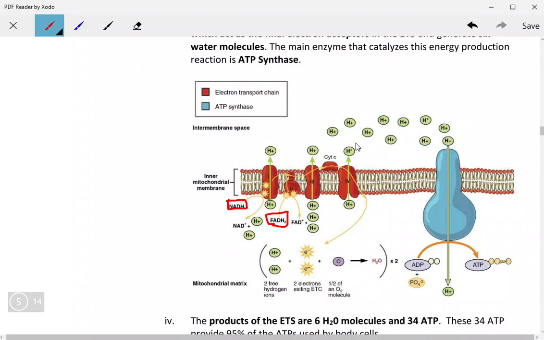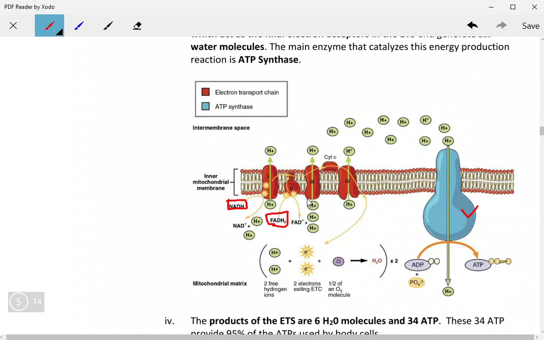Now, there is another major enzyme that is found within the inner mitochondrial membrane. It is the ATP synthase. It is this one, ATP synthase. The ATP synthase will be the main enzyme that will catalyze the production of ATP. It is the main enzyme.